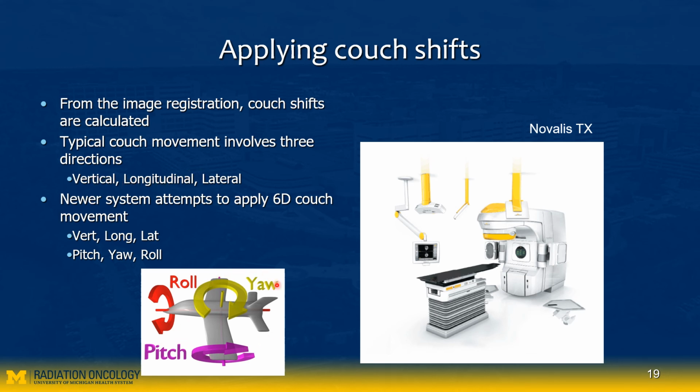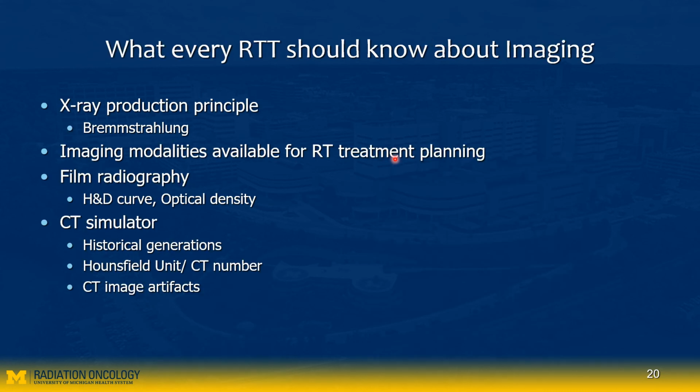But a more modern system has 6 degrees of freedom, right? So not only do you correct for the vertical, longitudinal, and lateral, you have pitch, yaw, roll. We call it rotation instead of yaw. We have roll, pitch, and couch rotation, right? So that can be corrected, which is nice for SRS and small target SBRT. All right, so that's all I have actually.